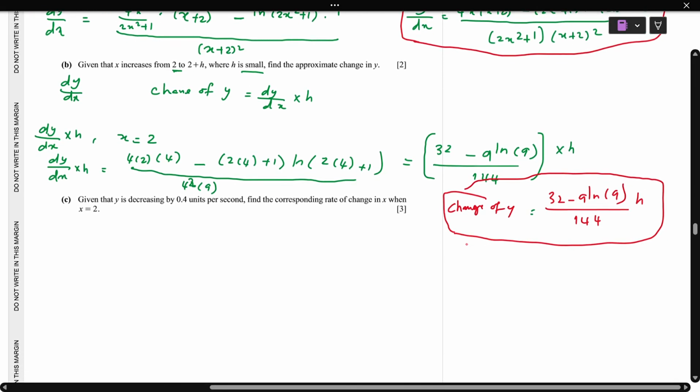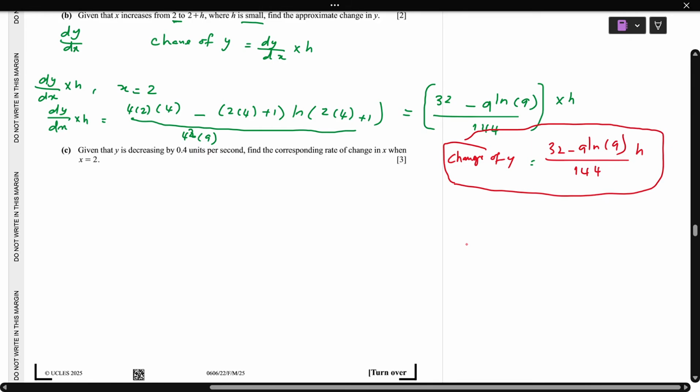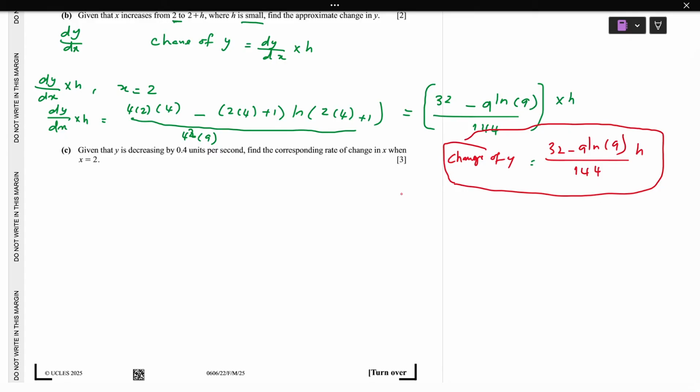Okay, now let's go for the last one. Given that y is decreasing by 0.4, that means per second. Per second means with respect to t. So dy by dt is negative 0.4 because it's decreasing. Find the corresponding rate of change in x when x equals 2. So we need to find dx by dt, the change in x. This is our question. Okay, so let's go.